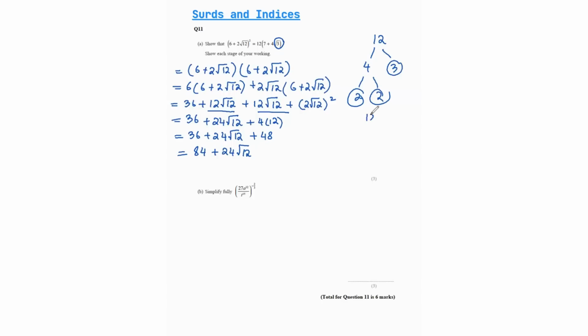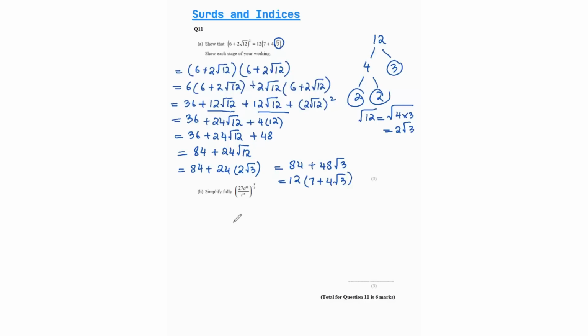So we can rewrite root 12 as the root of 4 times 3. And we know 4 is a square number, so square root of 4 is 2. So it becomes 2 root 3. So 84 plus 24 times 2 root 3, which is 84 plus 48 root 3. Both have 12 in common, so 12 bracket 7 plus 4 root 3, which is exactly what the question was asking us to show.